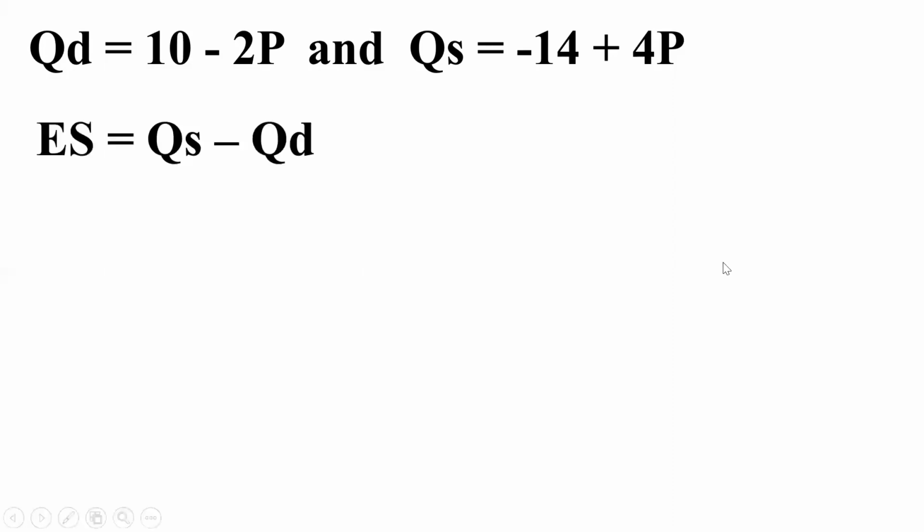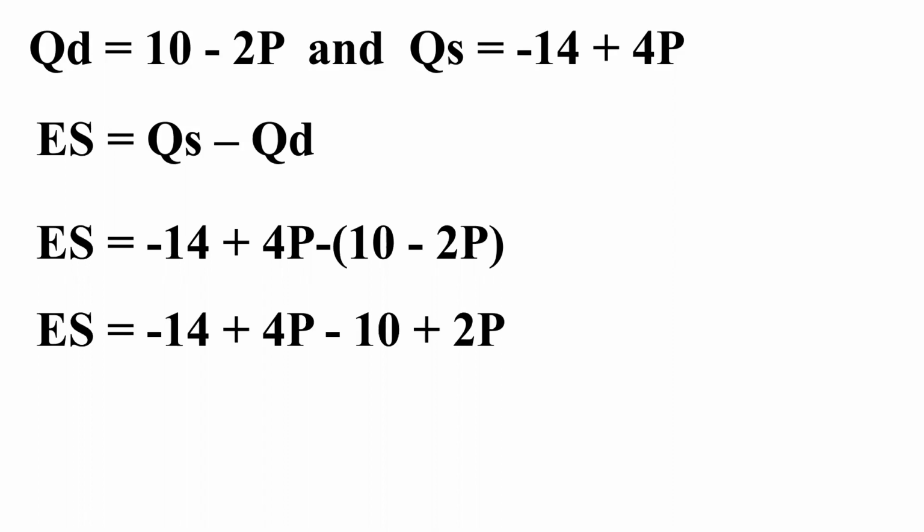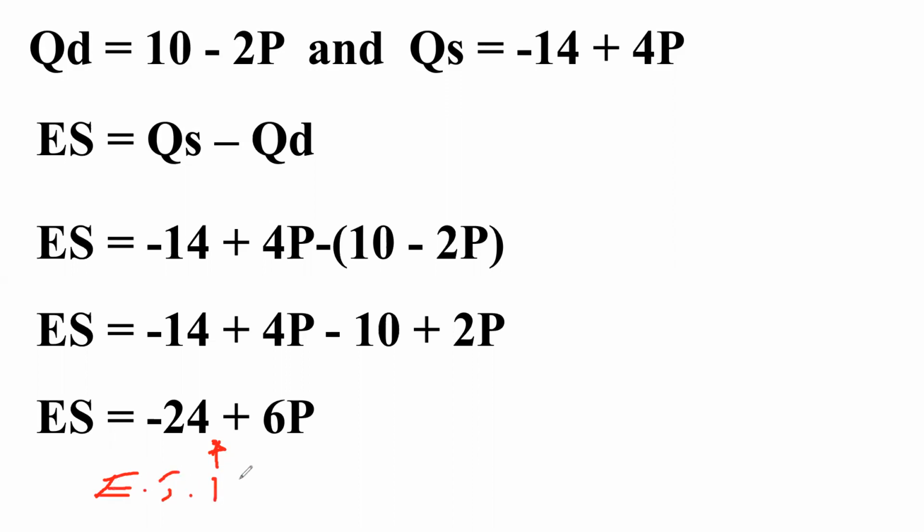So how do we get it? QS minus QD: minus 14 plus 4P minus, in brackets, 10 minus 2P. When you solve this, minus 14 plus 4P minus 10 plus 2P, you get the answer minus 24 plus 6P, which is the excess supply equation. Can you name them, please? Name the previous equation as the excess demand equation, and this one as the excess supply equation.